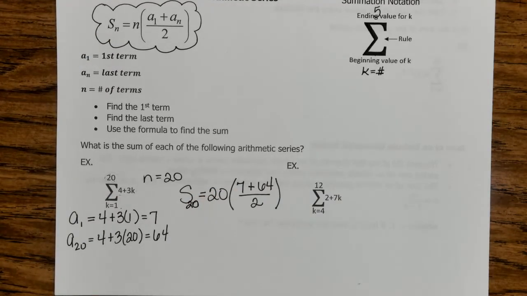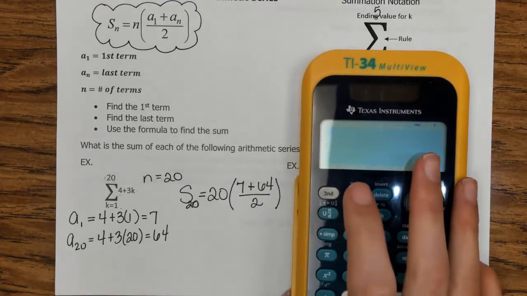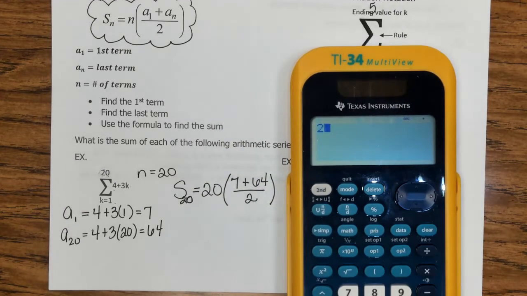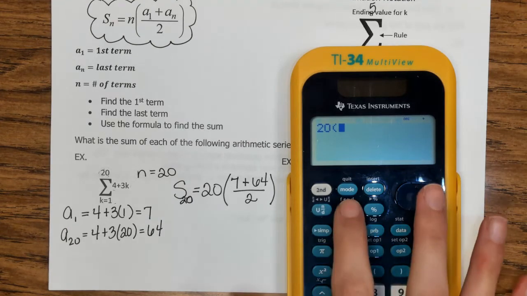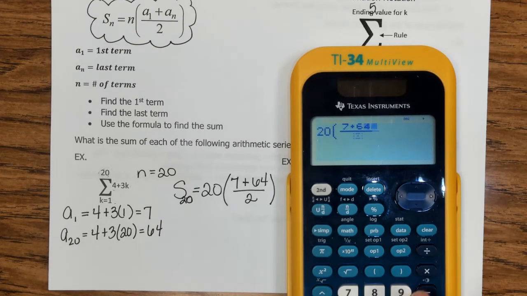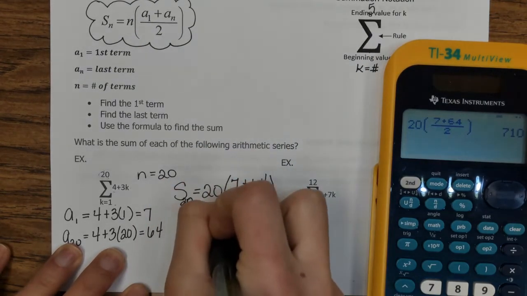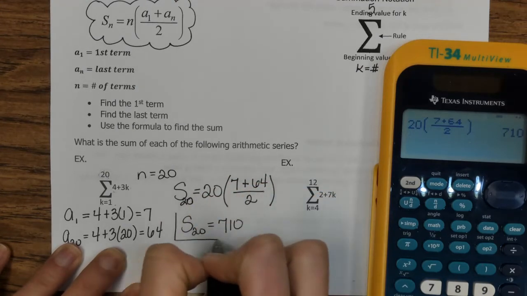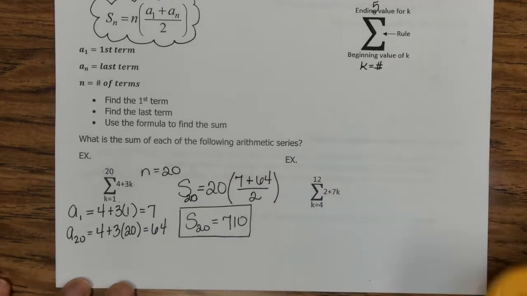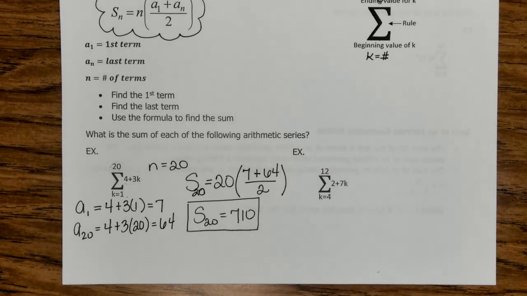Alright, you can type that exactly as you wrote it in your calculator. You've got 20 parentheses, set up your fraction, 7 plus 64 over 2 gives me 710. So my sum for those 20 terms is 710. It's a matter of memorizing your formulas, okay? Because you're going to have 3 different formulas in today's lesson. So you've got to memorize them.